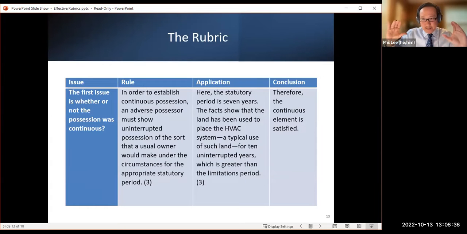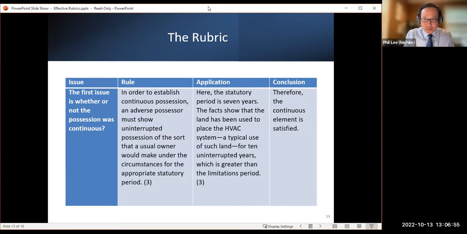So here's the start of my rubric. I'll show you how it looks all together at the end. But you see my learning objective, my teaching objective. I'm trying to teach students to write in the IRAC form: issue, rule, application, conclusion. So this is the rubric for the exam you just saw.